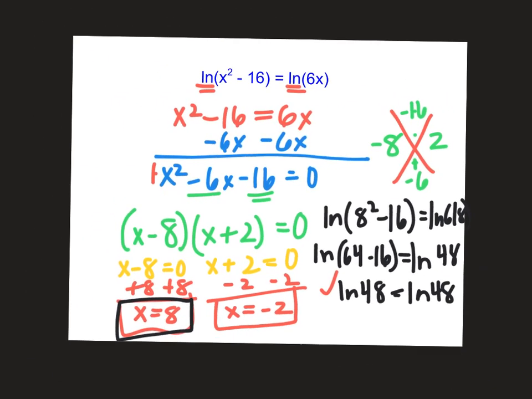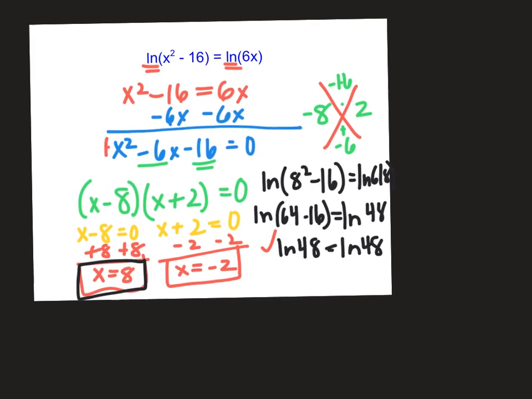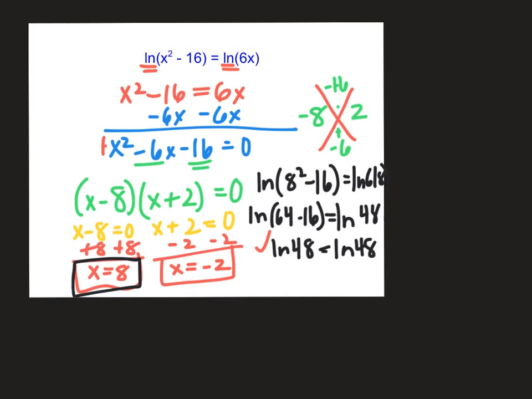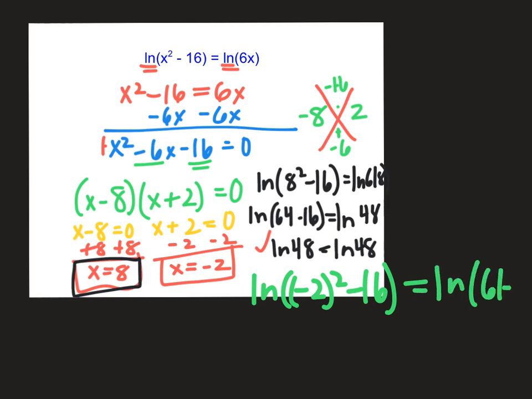So I'm going to zoom out a little bit so I have some space to do that. And let's pick a different color. We'll do green. All right, so my next one, we're going to do the natural log of -2 squared. Oh, that's not going to be enough space. Let's do it down here. Natural log of -2 squared minus 16 equals the natural log of 6 times -2.